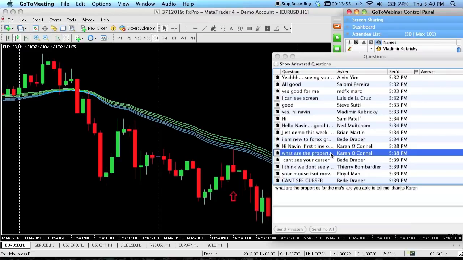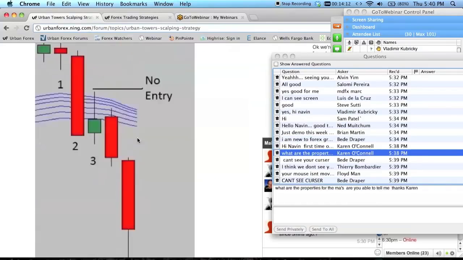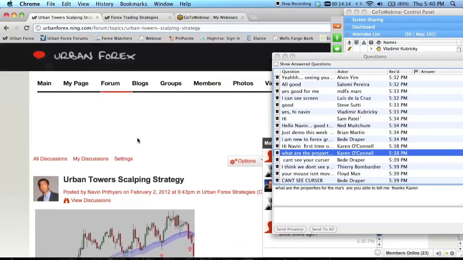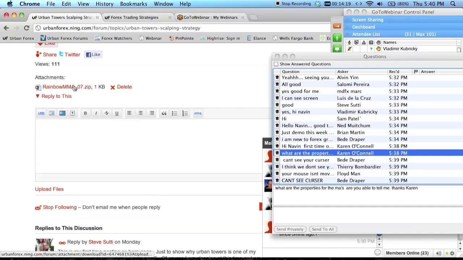I do not have the properties of the MA, as I pulled it out of another system and I looked at this indicator and it looked really nice. You can get the indicator on our website, which is urbanforex.ning.com. Here it is on top. You can just go onto the forums, and once you find the strategy, or search for it on the site, right below the strategy, below the video, is where you will see the indicator file.